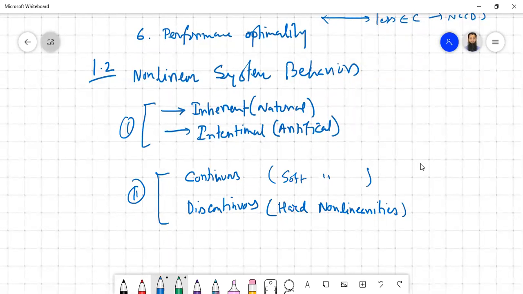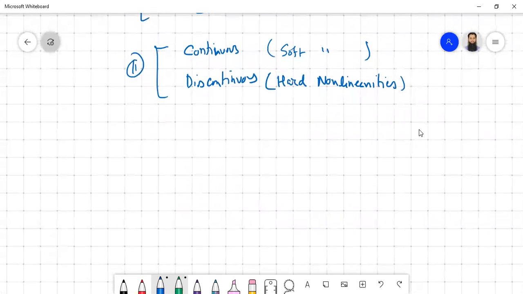So a small range of approximation and a large range of operation will have different effects on your control system, depending on whether the nonlinearities are continuous or discontinuous. Now, let us see the definition of a linear system. We know that two properties have to be followed.